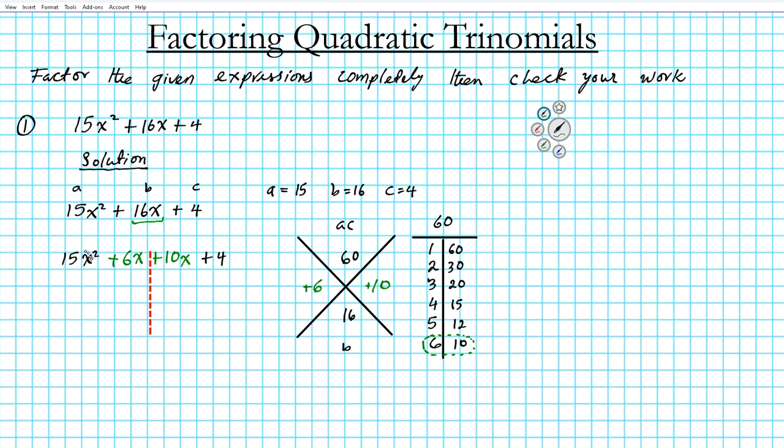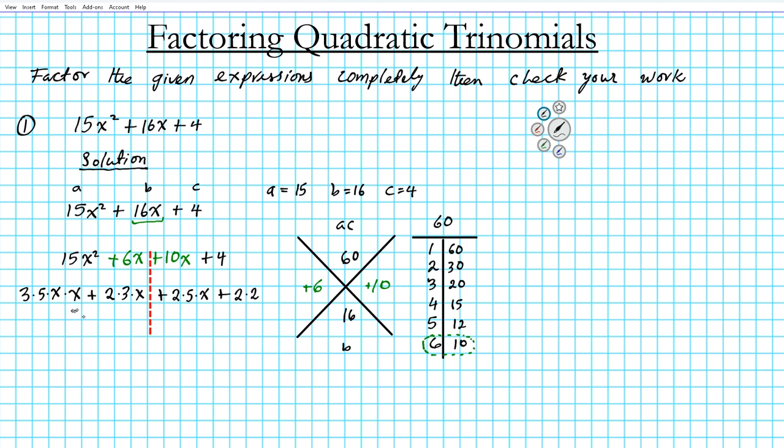If we break down 15x squared, that's going to give us 3 times 5 times x. If you break down 6x, that's 2 times 3 times x. Plus break down 10, that's 2 times 5 times the x. And then break down 4, you have 2 times 2.